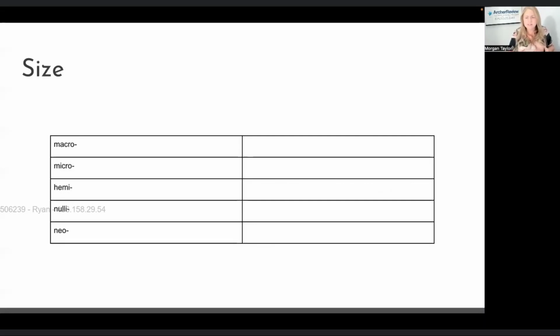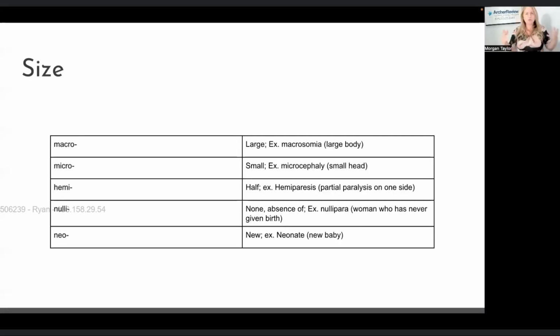We can also use prefixes when we talk about size, all right? So macro is something that's big, like macrosomia, somatic, a body. Macro large, macrosomia is a large body versus micro is small. You already remember hemi means half because when we talked about paresis or plegia, weakness or paralysis, we said hemiparesis, partial paralysis on one side. So hemi, it's happening on half. Paresis, that partial paralysis. Boom.